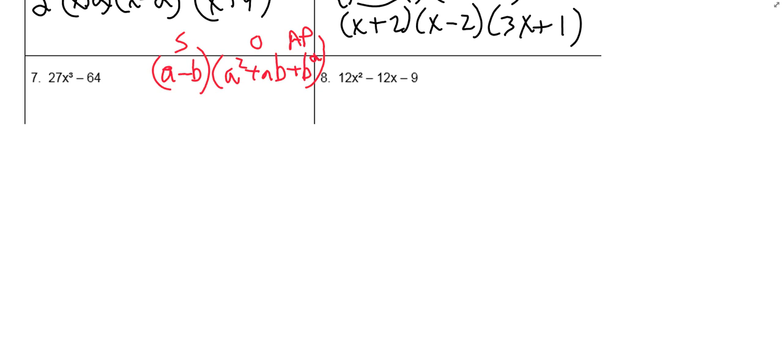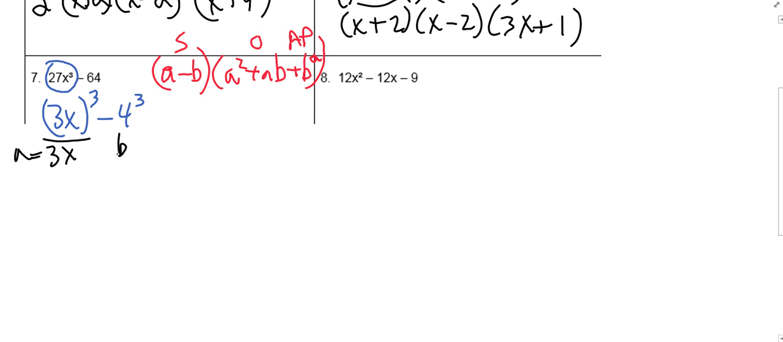Well, a is the cube root of the first term. In other words, it needs to be written like this: 3x to the third, and 64 is 4 cubed. So our A is going to be 3x, and our B term is just simply 4. So we just plug it in and set up the equation like that.